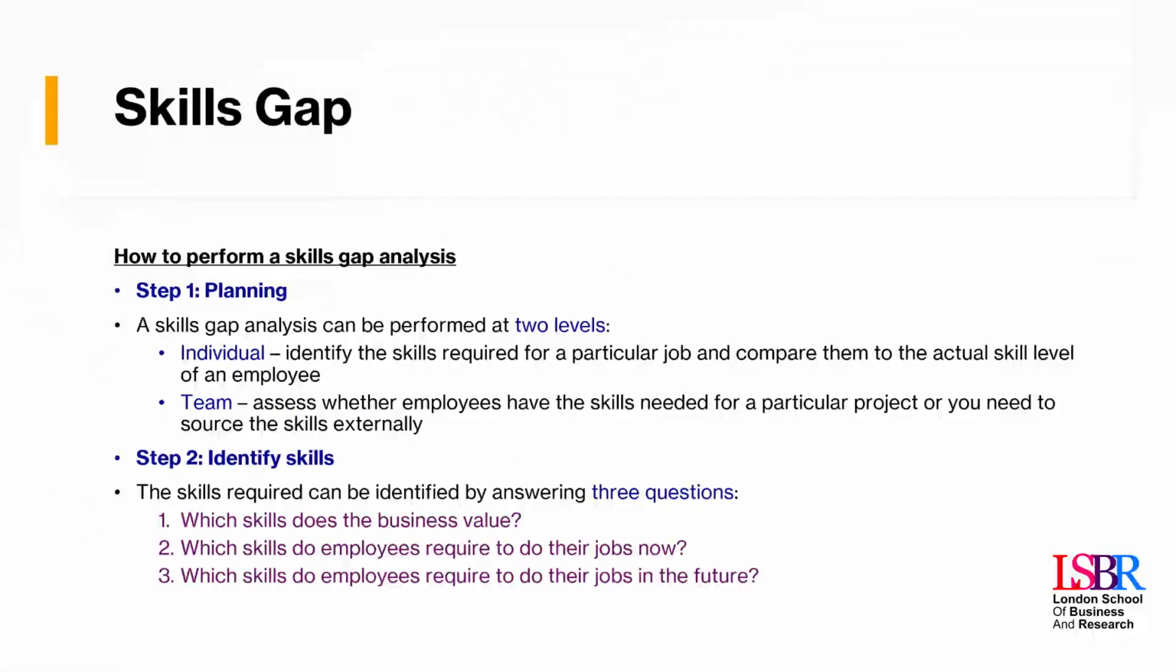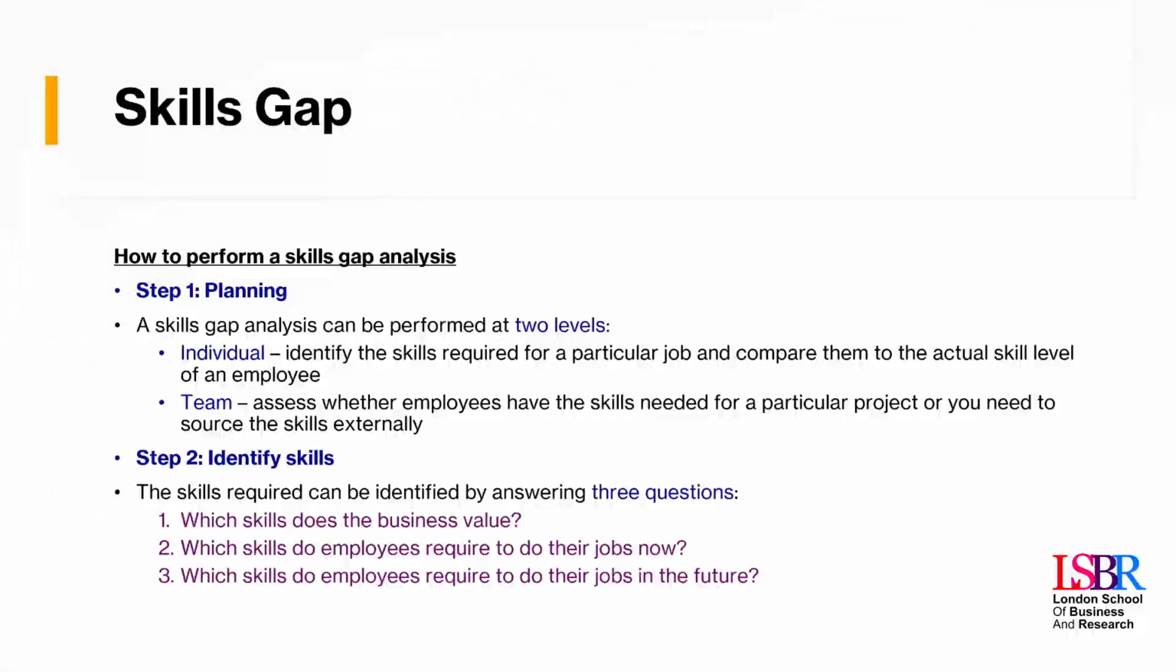How do we perform a skills gap analysis? Well, step one is this plan, okay? How do we plan it? And the skills gap, as I said, can be analysed at 2 different levels, both the individual level, which is when you're looking at a particular job or a particular area, and secondly, at a team level. So a team level looks at assessing whether employees have the skills needed for a particular project or for a particular resource or for a particular way in which to work.